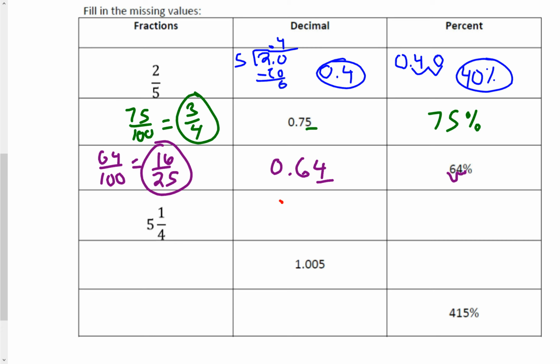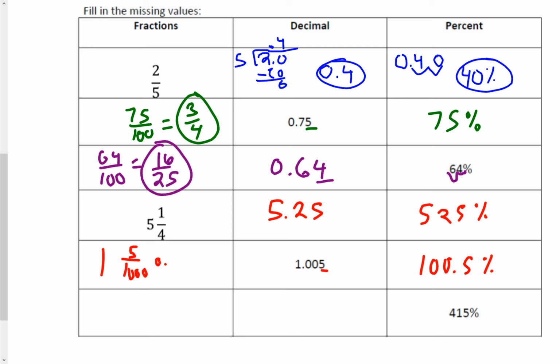5 1/4 would be 5.25, and that would be 525%. 1.055 would be 100.5%, because we moved the decimal 2 places to the right. And then it would be 1 and 5, that is all the way to the thousandths place. So 5 over 1,000, which will reduce to 1 over 200.